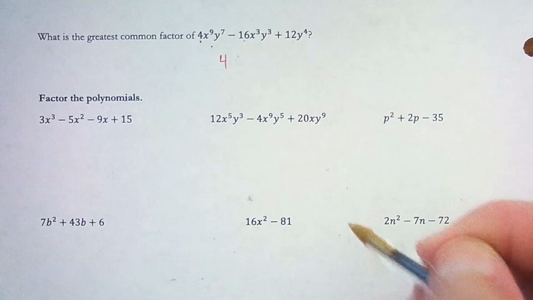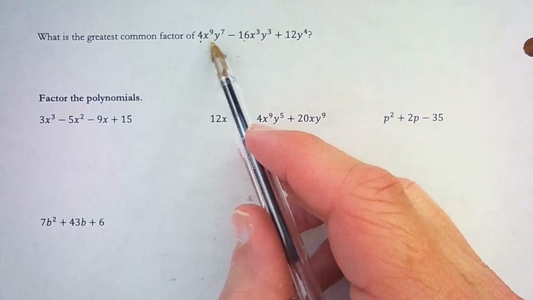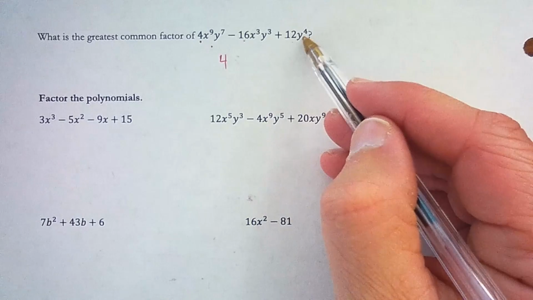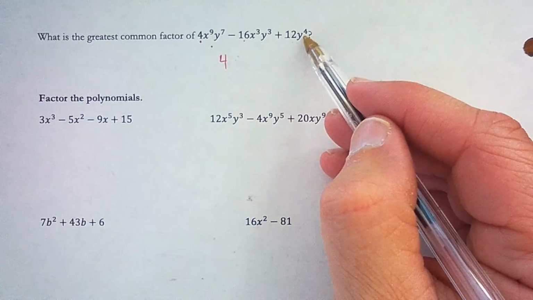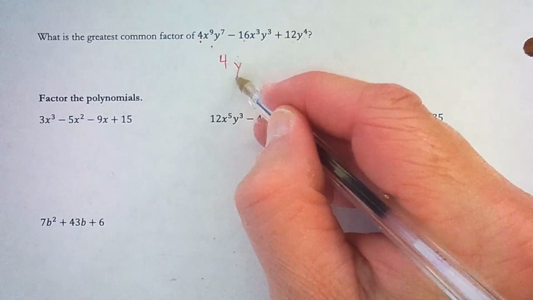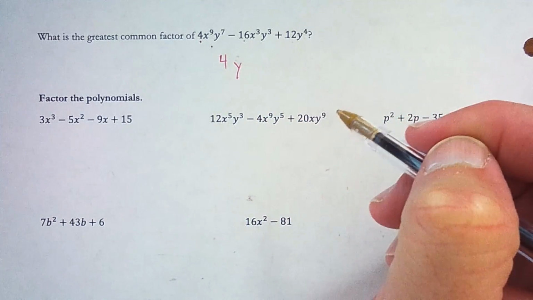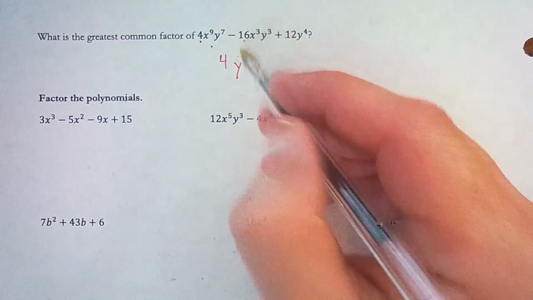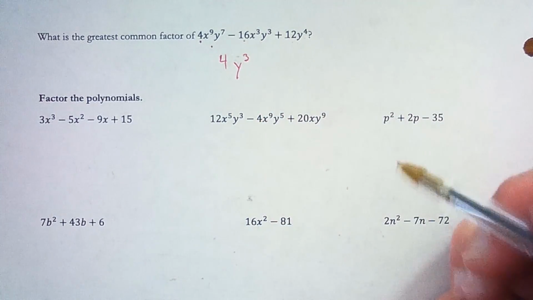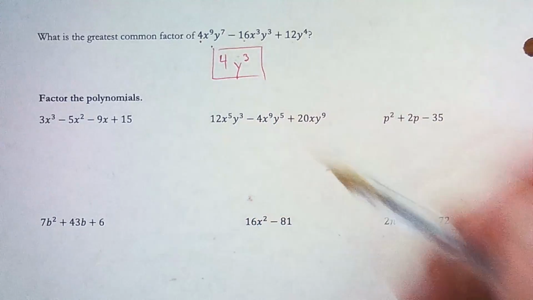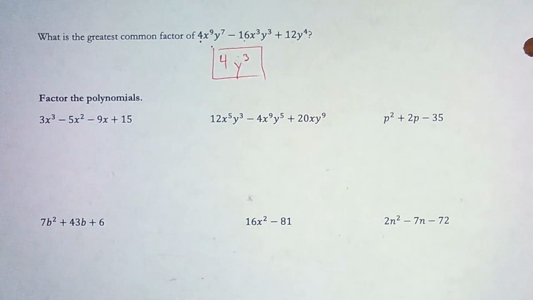So 4. And then for letters, they all have an X. No, they don't. This last one doesn't have an X, so I cannot include X in my GCF. They do all have a Y, and what I look for then is the smallest power on the Y's. 7, 3, and 4. 3 is the smallest power, so that means a Y cubed could be divided out of all three of these. So that is the greatest common factor.